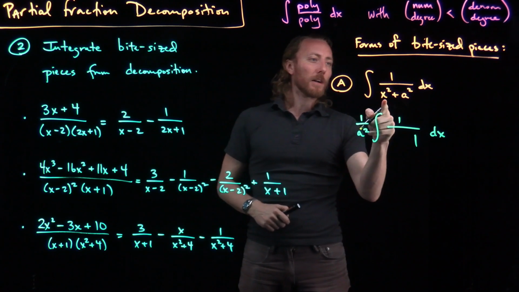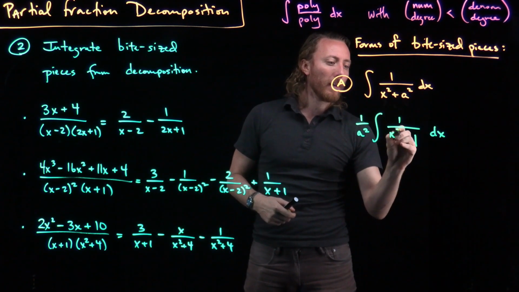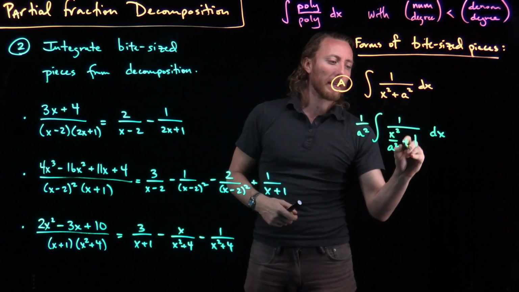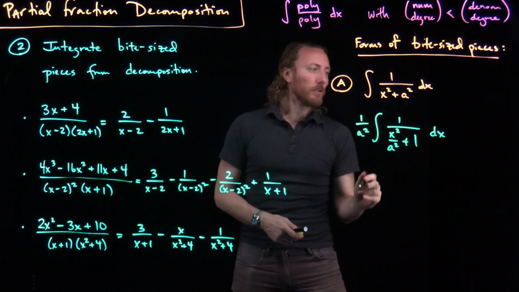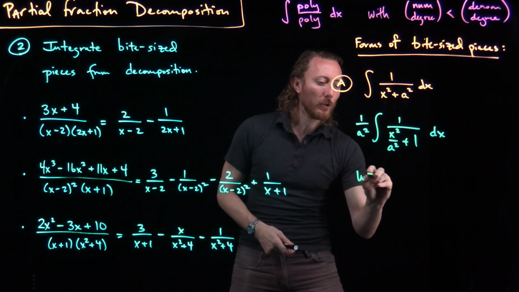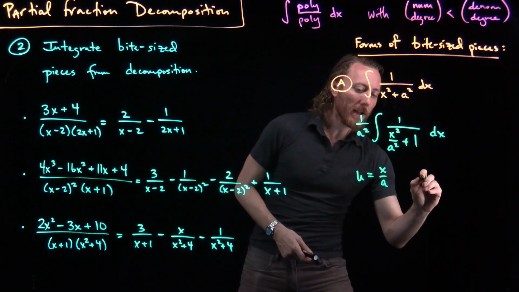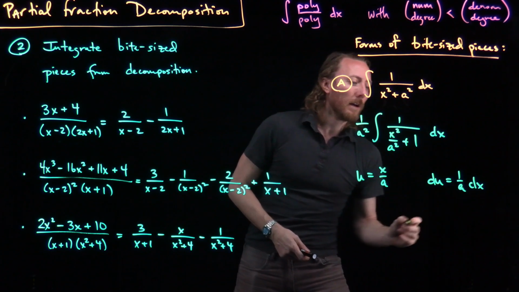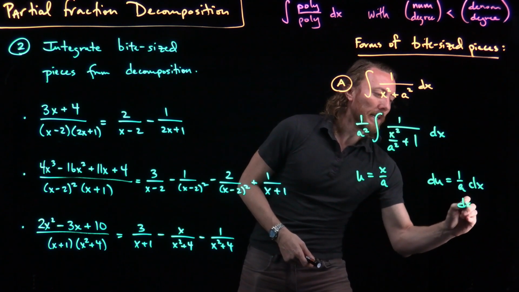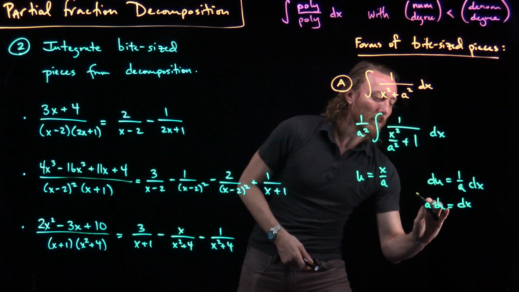But then if you factor out the a squared from the denominator, you're also going to have to factor out an a squared from the x squared. So then you'll get x squared over a squared plus 1. And now, in order for this to work out nicely, we're going to need a u substitution. So we'll let u equal x over a. Letting u equal x over a, du is 1 over a dx. Or in other words, dx is just a times du.